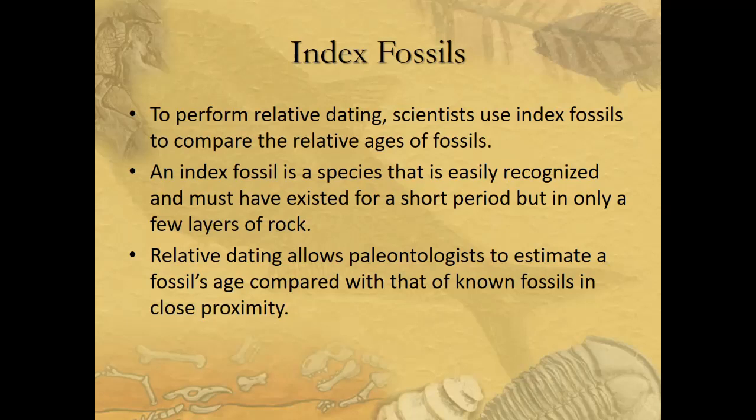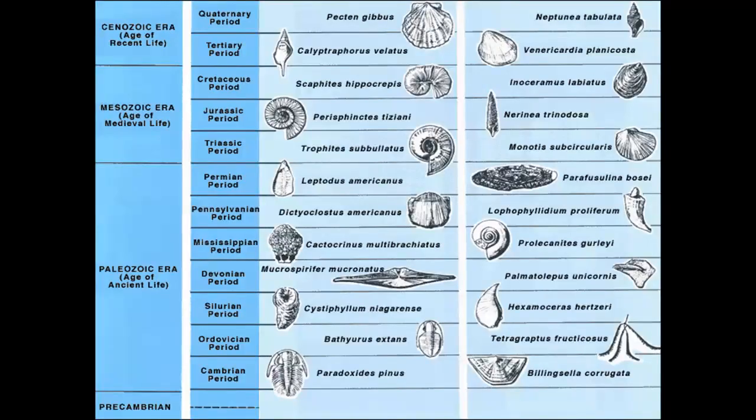Okay. So relative dating allows paleontologists to estimate the fossil's age compared to that of known fossils that are found in close proximity. And then you use that sort of comparison again of the law of superposition. Is it below it, which makes it older? Is it above it, which makes it younger? Here are a couple examples of some index fossils that are used for different time periods. Okay, and we'll look at the time periods in the next half of this week's activities.